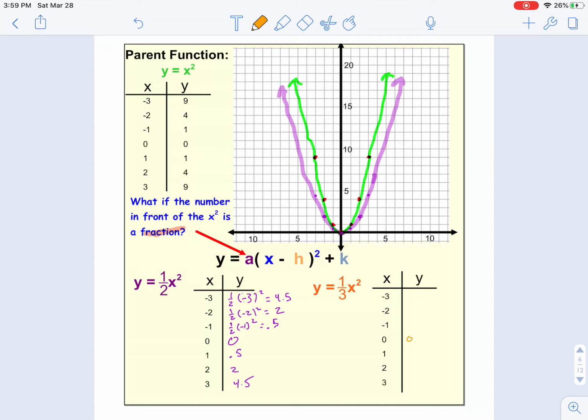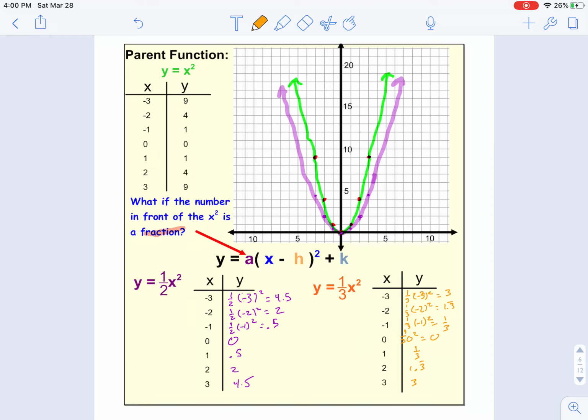Okay, let's just check this last one here. I'll start at 0, 0. 1/3 times 0 squared is just 0. We knew that. 1/3 times -1 squared is 1/3. 1/3 times -2 squared, well, that's 4 over 3, so 1.3 repeating, so 1 and a little bit more. 1/3 times -3 squared, -3 squared is 9, times 1/3 is 3, and our values will repeat.